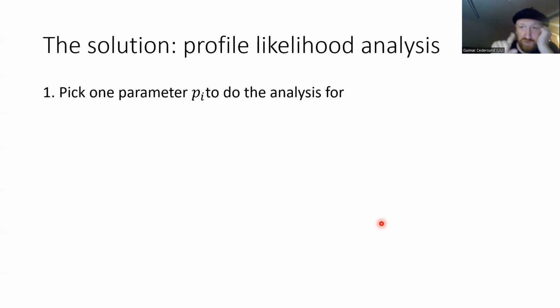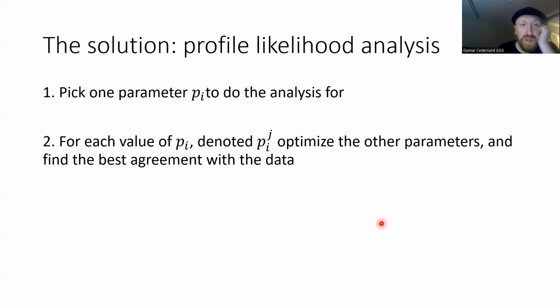So you pick one parameter that you want to know the uncertainty of, and then you start at the optimum, and then you step away from the optimum. And for each value that you have when you step away from the optimum, which is here denoted Pij, so you step away for the jth time, you optimize all of the other parameters. So you see how good can you agree with the data, how low can the cost function be when this parameter is this value, which is deviated from the optimum. So you get this sort of trade-off of moving away from the optimum for one parameter and seeing how well can the other parameters compensate.